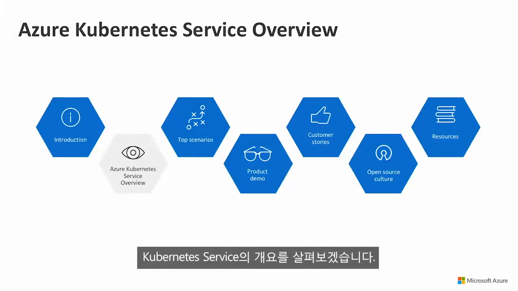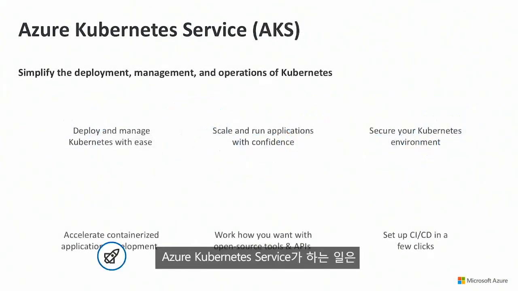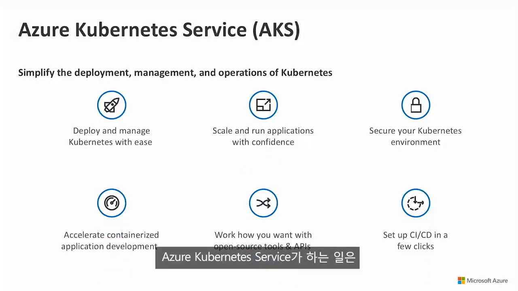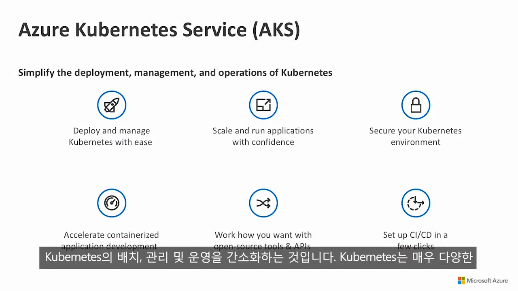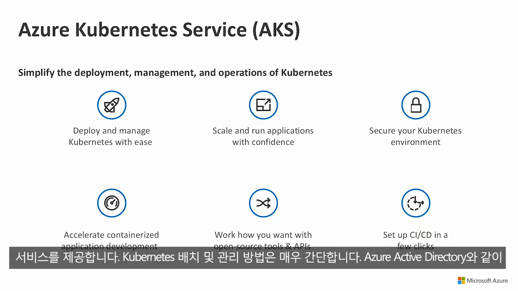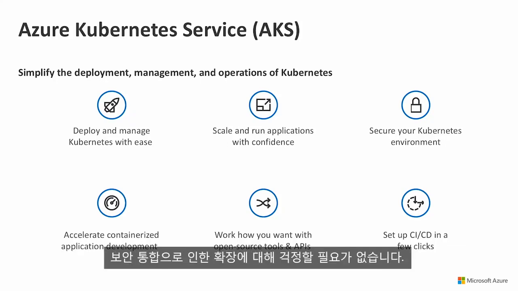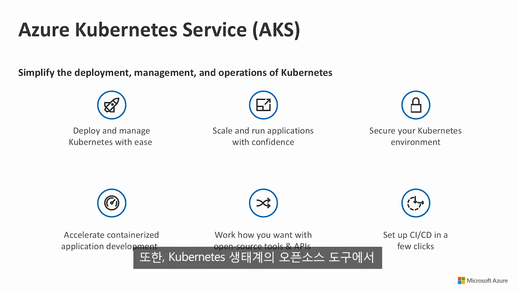So next, let's get into the overview of the Azure Kubernetes Service. Now, what Azure Kubernetes Service is doing is simplifying the deployment, management, and operations of Kubernetes. Lots of different things that the service is offering. Ease of use for how you deploy and manage Kubernetes. You don't have to worry about how this thing scales. It comes with great security integrations like Azure Active Directory. And you get the ecosystem benefits of the CNCF ecosystem and the open source tooling ecosystem around Kubernetes.